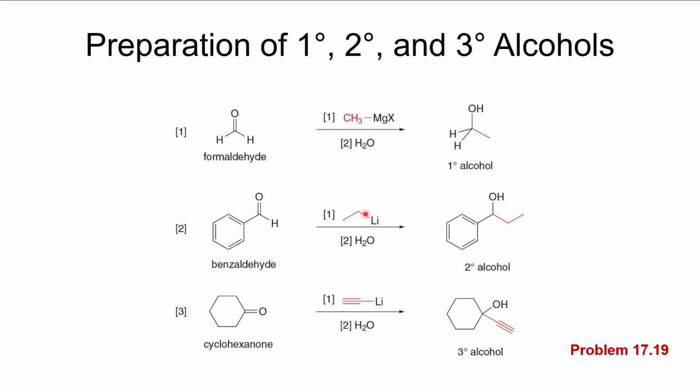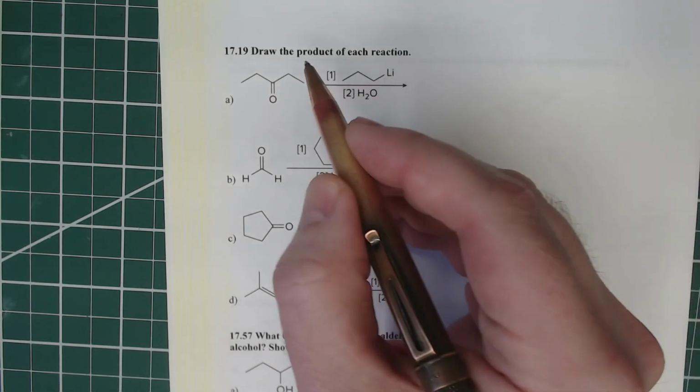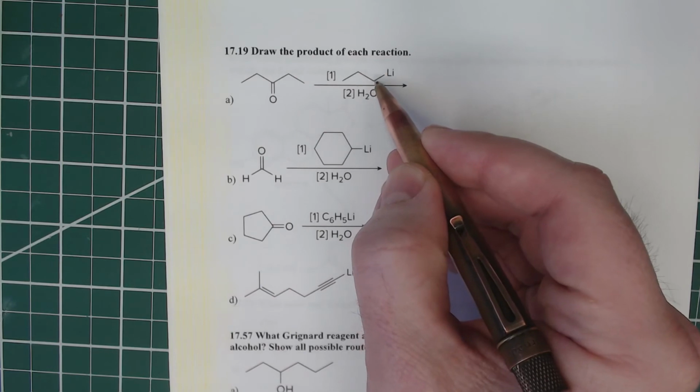It's got an R group here. We treat it with this ethyl lithium reagent, and it gives us this secondary alcohol. And then if we treat the cyclohexanone with this acetylide, lithium acetylide, we will end up getting this tertiary alcohol. So let's look at number 19, and we're going to draw the products of some of these organometallic reactions here. So here we've got a ketone and organolithium reagent.